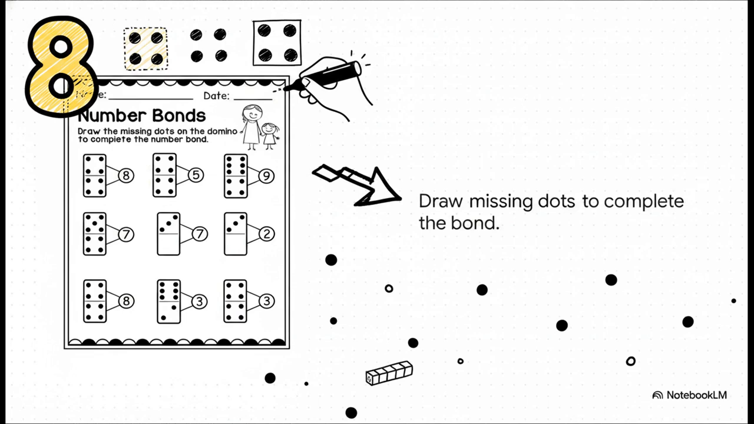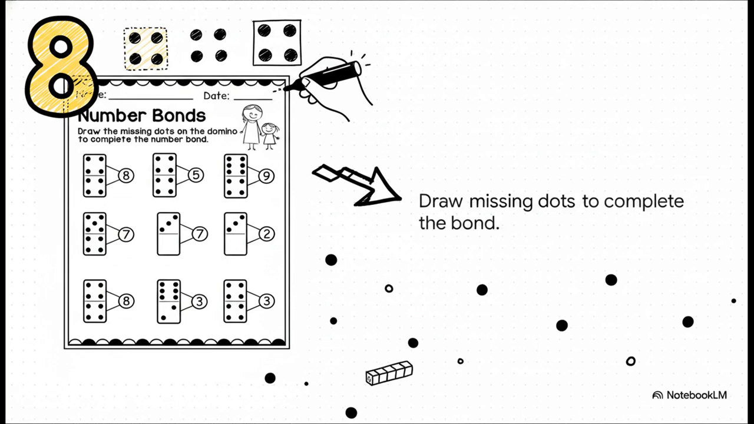The instructions actually ask the student to draw the missing dots on the domino to complete the number bond. So if the whole number is an 8 and the left side of the domino has 4 dots, the child has to physically draw 4 more dots on the right side to reach that total of 8. This tactile, physical act of drawing the missing dots completely reinforces concrete counting.